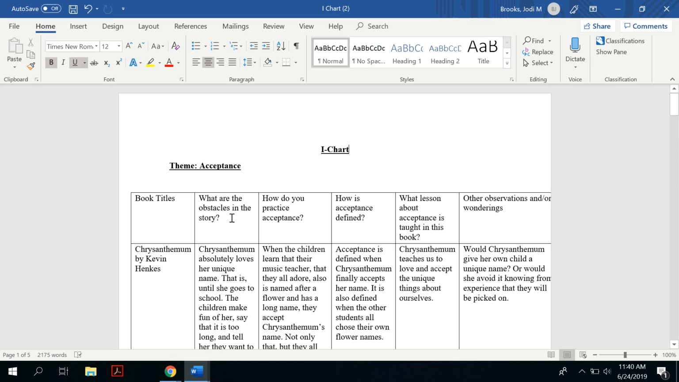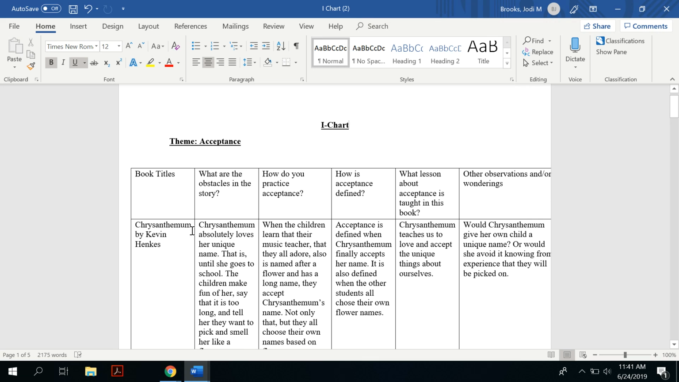In this case, the student created questions that pertain to the characters, obstacles, and or abilities to accept throughout the story. For example, Chrysanthemum is her first book, and if you remember the story Chrysanthemum, she hates her name because kids at school start picking on her about her name. And then at the end, she comes to accept her name as a beautiful name. So this student asked questions about what are the obstacles in the story? What was Chrysanthemum's obstacle that she had to overcome to get to acceptance?